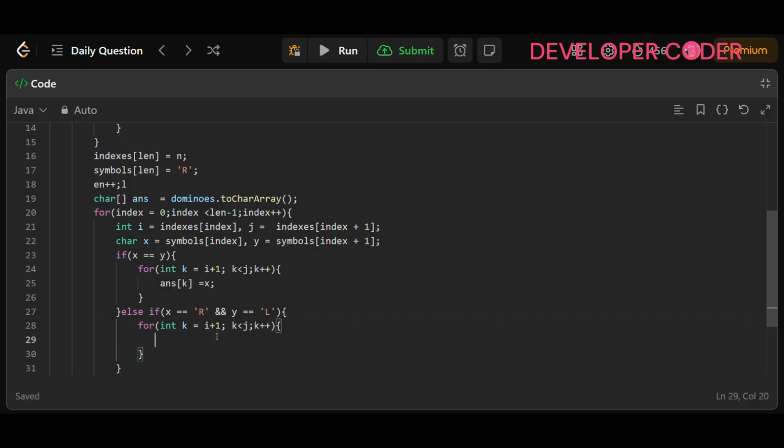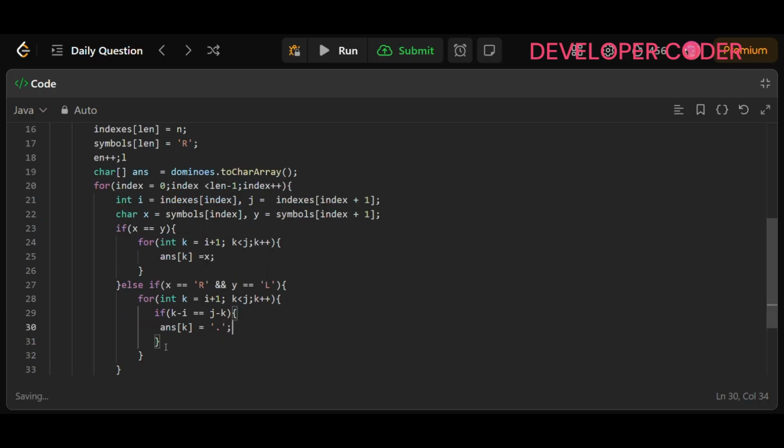Inside this, first an if condition: if k minus i distance is equal to j minus k, that simply means it is a mid number. If both the distances are the same for a particular point from both sides, then definitely that point is the mid one. In the midpoint you already know there is not going to be any impact, so here I'm just going to write dot.